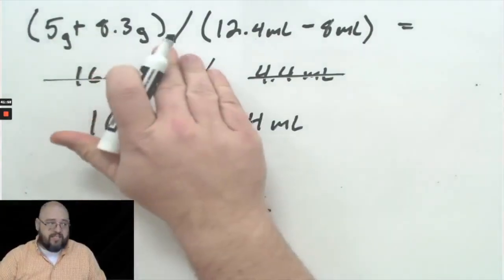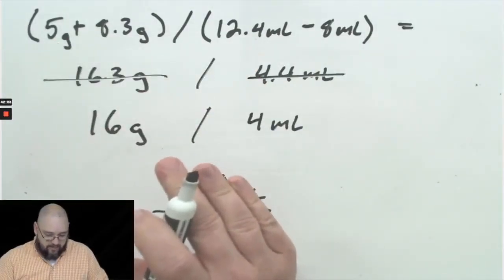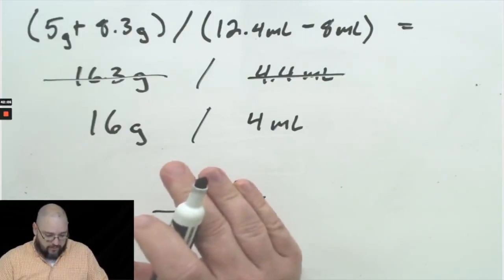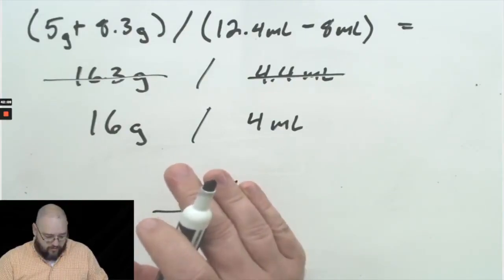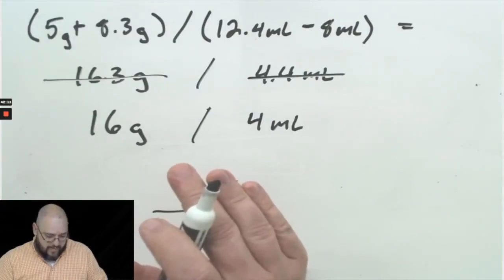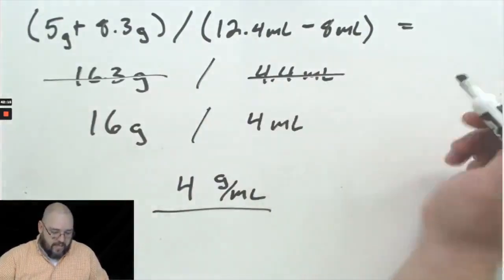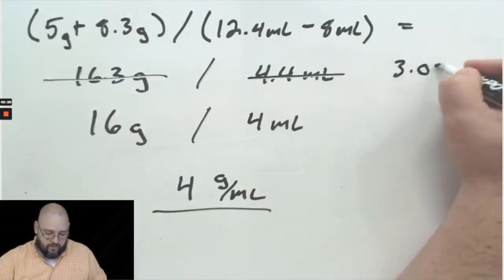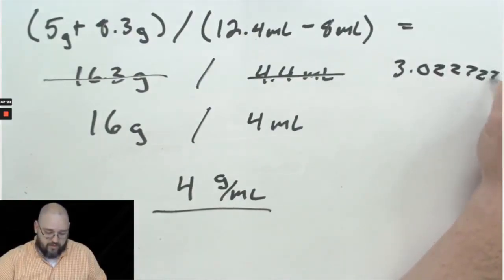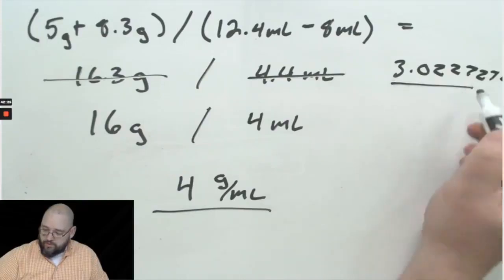Now I'm going to put this in the calculator just the way it is here, where I type it in as 5 plus 8.3, and I'm going to divide that by 12.4 minus 8. When I type it into the calculator exactly as it's written right here, I get an answer of 3.022727727 continuing.